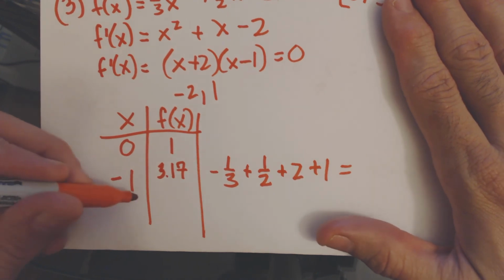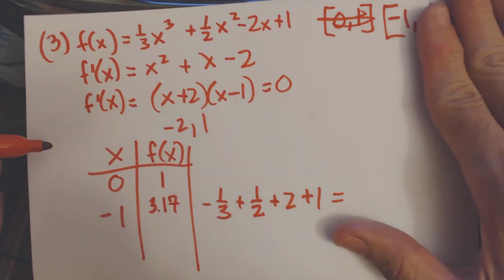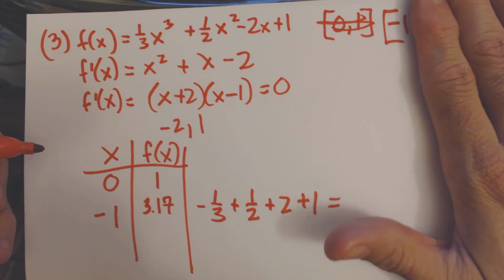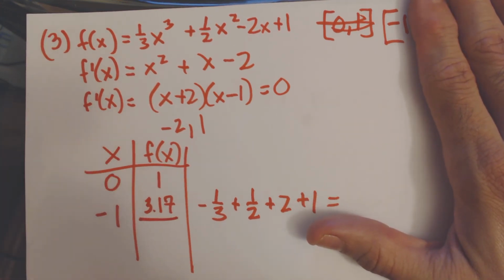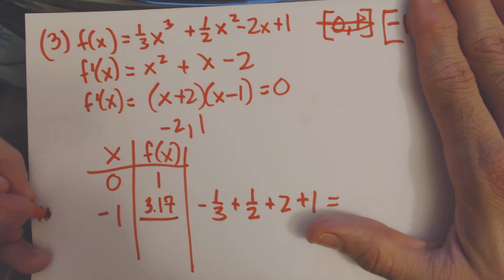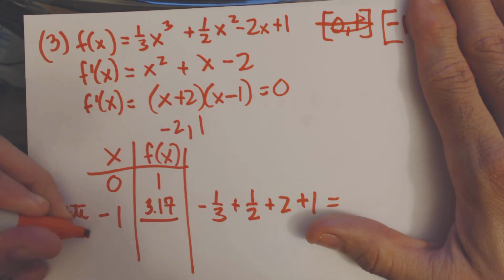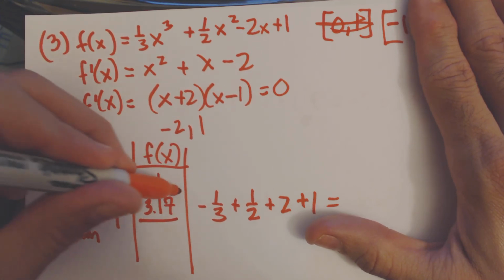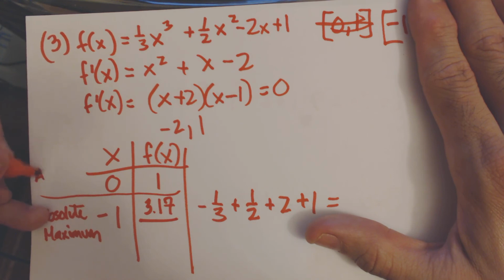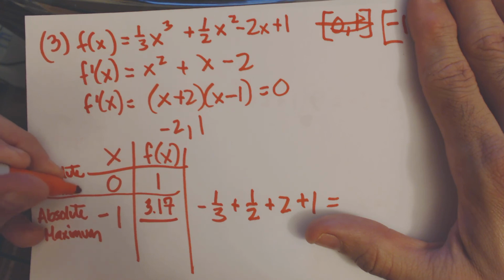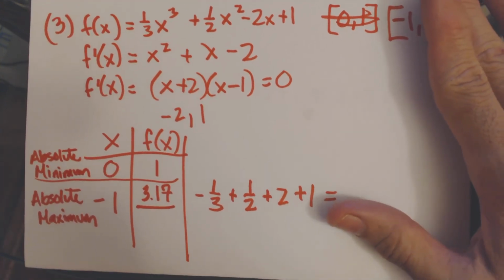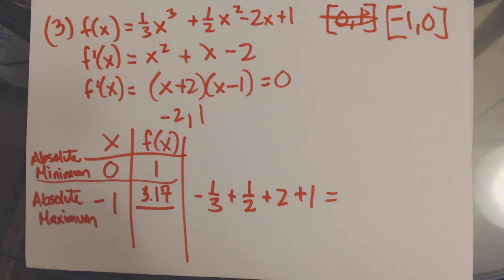So that means that the value of negative 1, the left endpoint, is going to get us an absolute maximum for this function in this closed interval, and the value 0 is going to get us an absolute minimum in this closed interval. The absolute minimum being 1, the absolute maximum being 3.17. And we are done with this problem, folks.